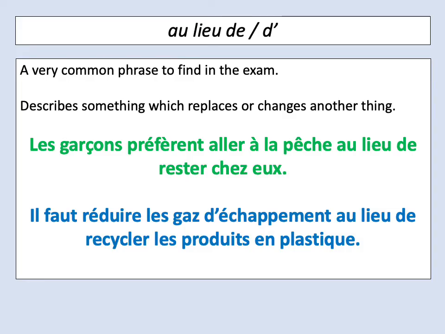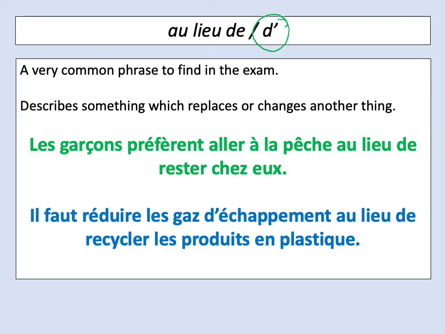And then one from environment, il faut réduire les gaz d'échappement au lieu de recycler les produits en plastique. So it's necessary to reduce greenhouse gases instead of recycling plastic products. So it's saying one option is more important than the other. Just watch out as well. I think I've just realised I should have put an example in for this.